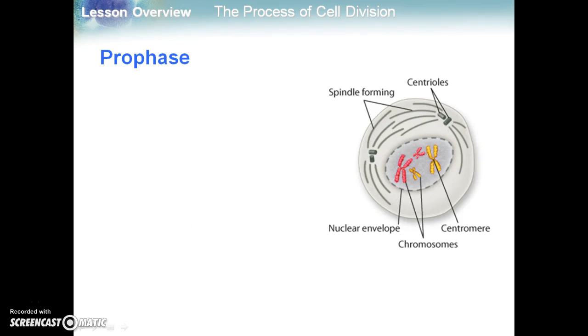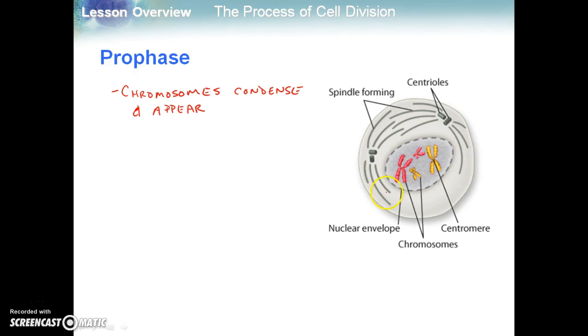Alright, so let's get into it. The first step is prophase. During prophase, the first phase of mitosis, the duplicated chromosomes condense and become visible. So our chromosomes appear. Now remember, prior to this, our DNA was in the form of chromatin, which was too thin to see.